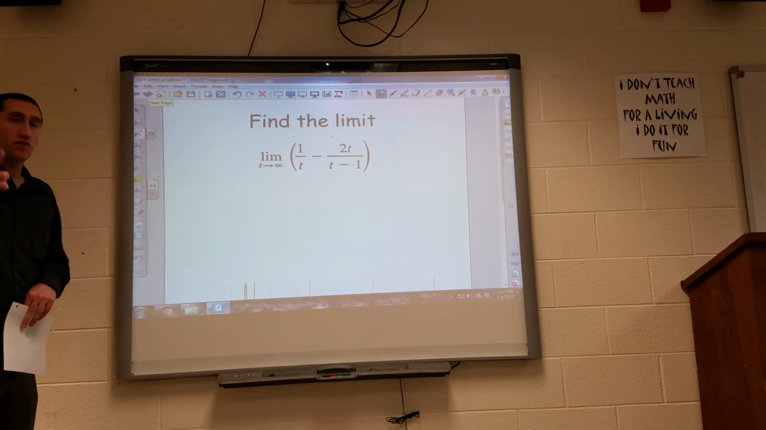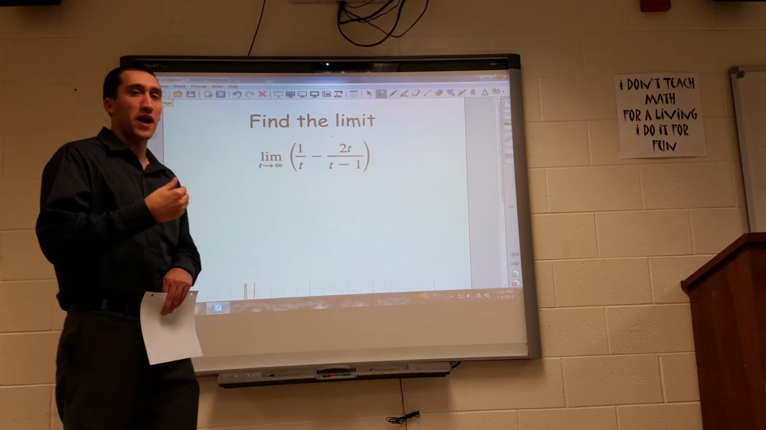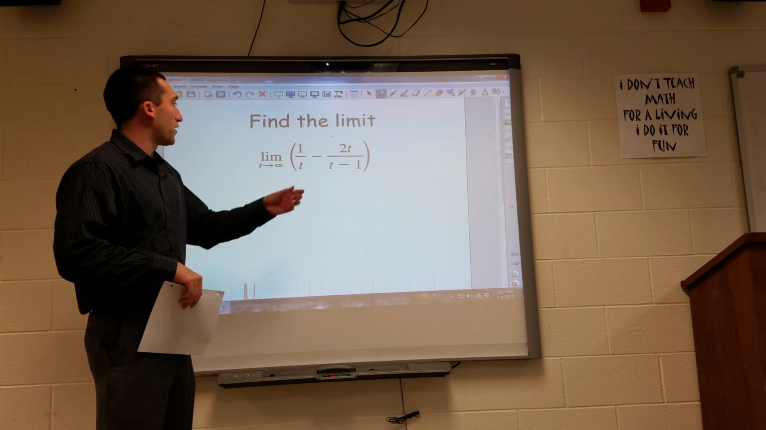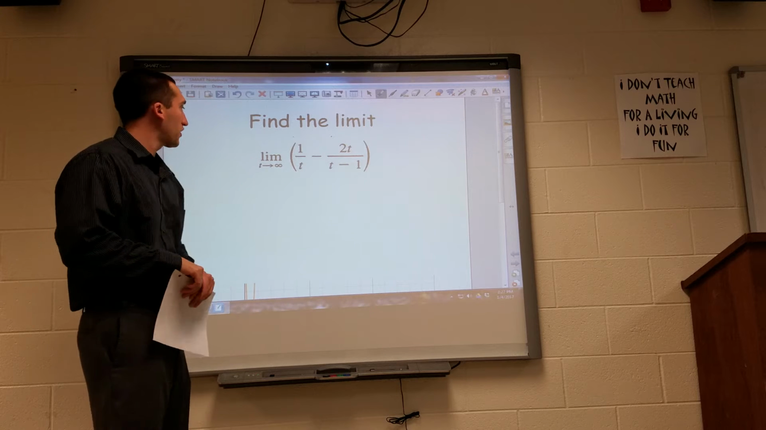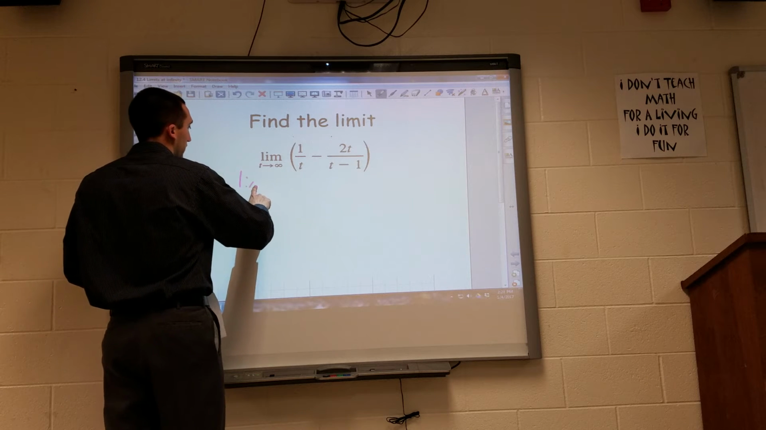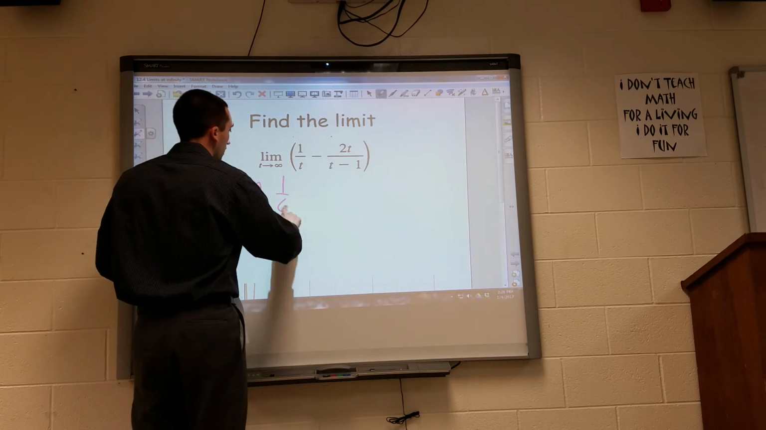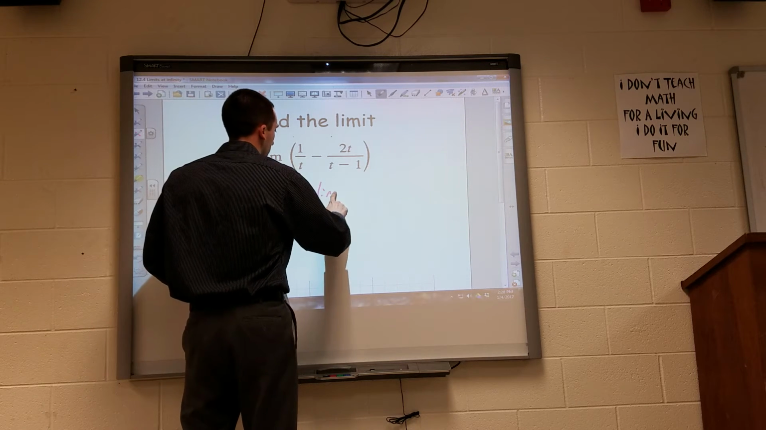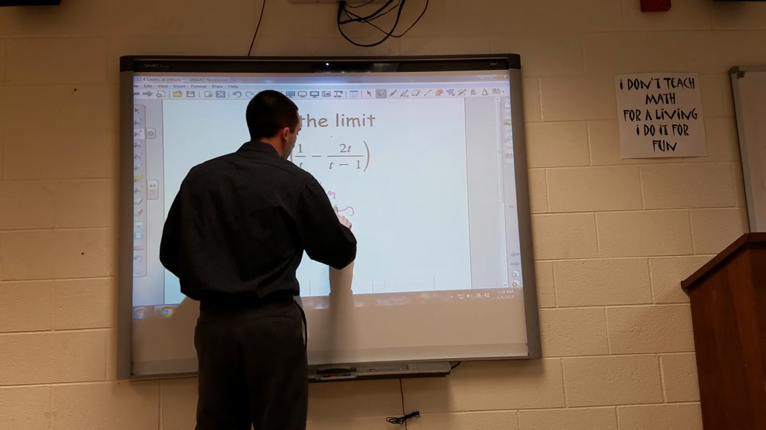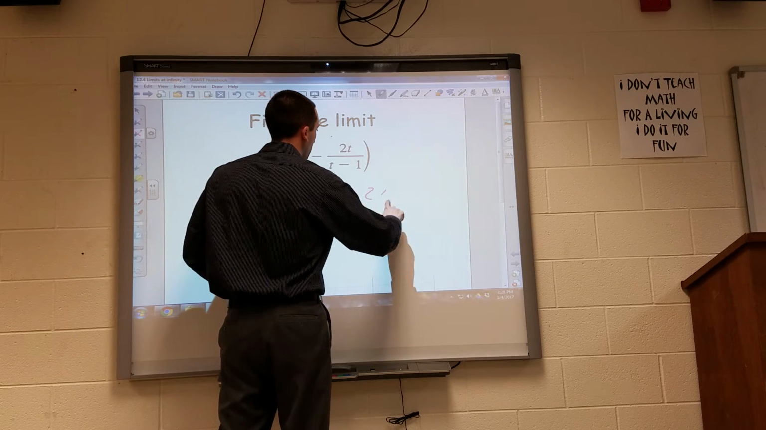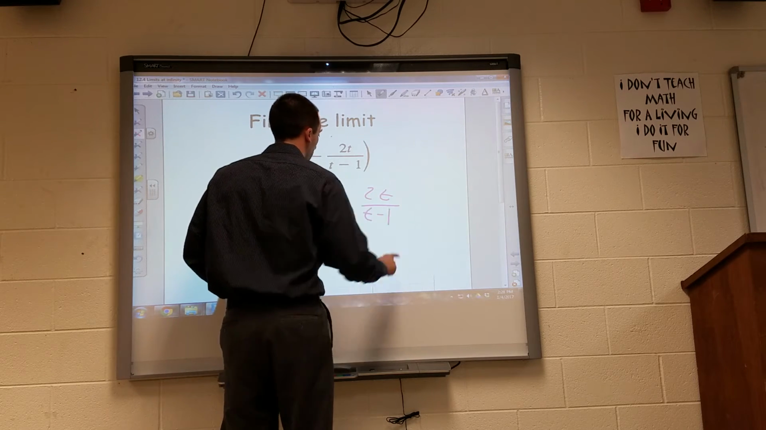Okay, here we have two different limits. Again, we can go back to our limit laws, and so we can do the separate limits. So I do the limit as t approaches infinity of 1 over t, minus the limit as t approaches infinity of 2t over t minus 1.